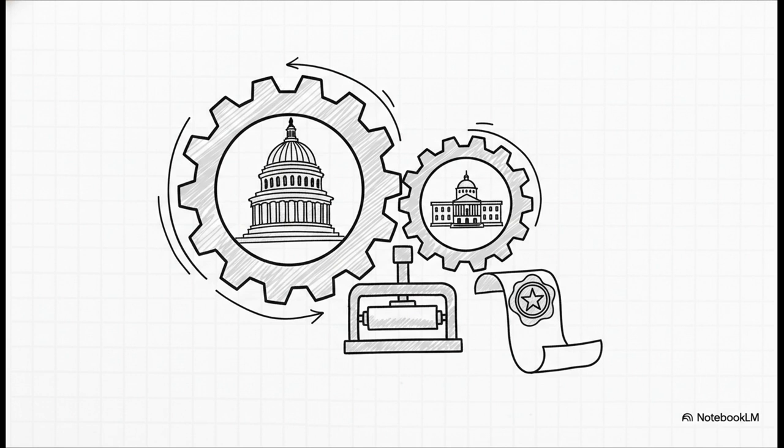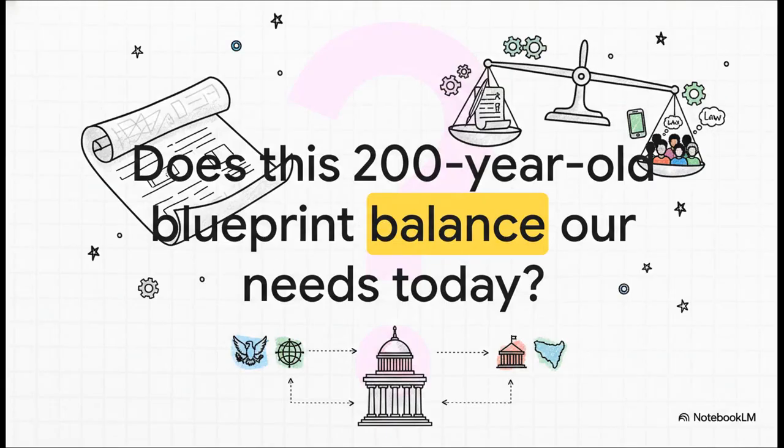And what that means is that every single law passed in America is the product of a compromise between what's good for the nation as a whole and what's good for the individual states. And that leaves us with one last, pretty crucial question. This blueprint, a design drawn up in a world of quill pens and horse-drawn carriages, still shapes every part of our modern lives. So we have to ask, is it still the right design to balance the incredibly complex needs of America today?